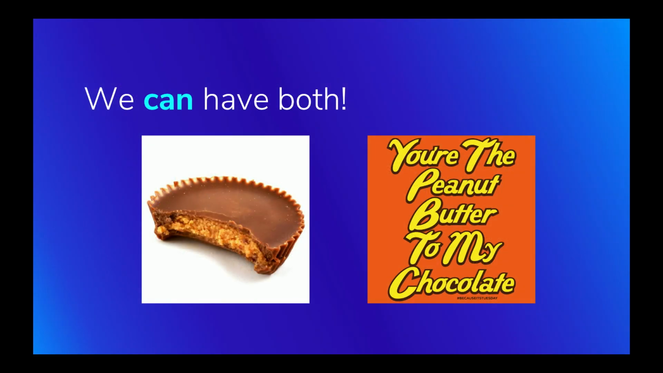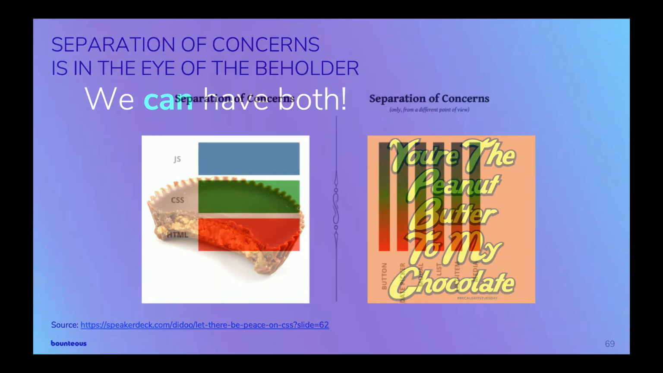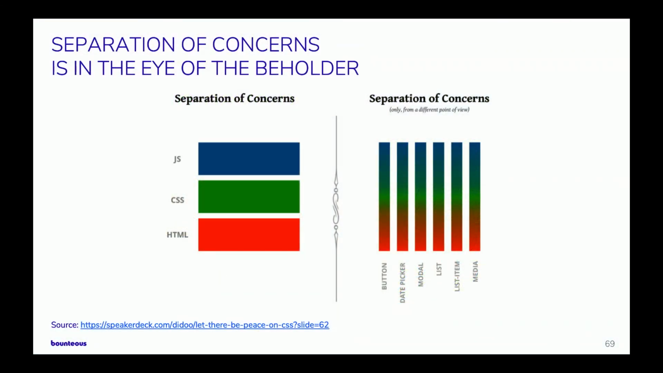So we can have both. We can have our peanut butter in our chocolate. And all of this, and a common discussion point around CSS and JS is the concept of separation of concerns.